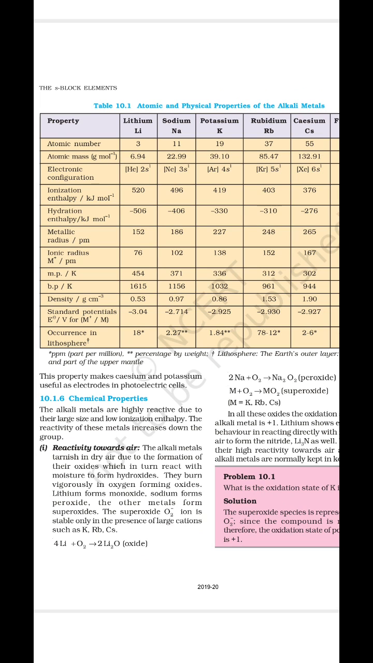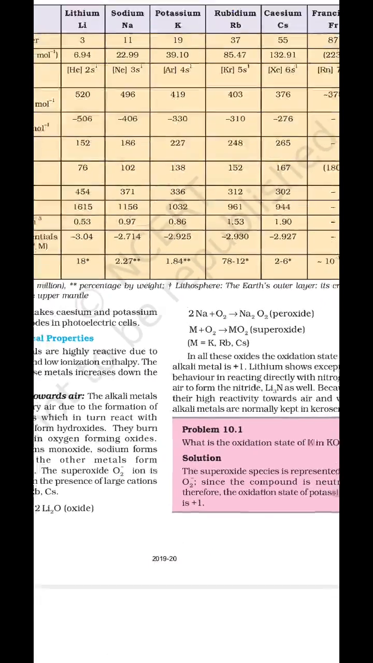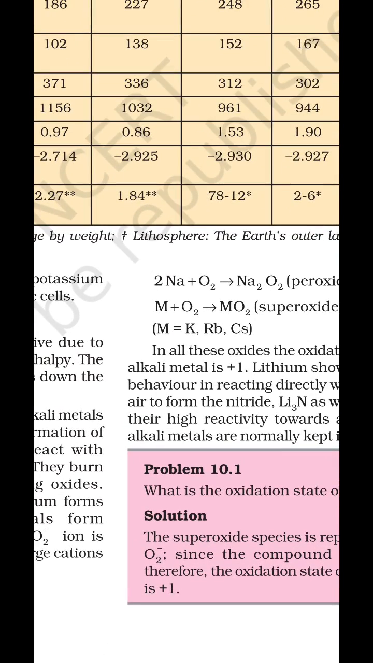But now, when we move from lithium to sodium, sodium has the tendency to form peroxide. See, sodium reacts with air and forms sodium peroxide. And other elements, sodium के बाद क्या आता है? Potassium, rubidium and cesium, they react with oxygen and form superoxide. Means lithium forms simple oxide, sodium forms peroxide, and potassium, rubidium and cesium form superoxide. It means reactivity toward oxygen increases as we move down the group.